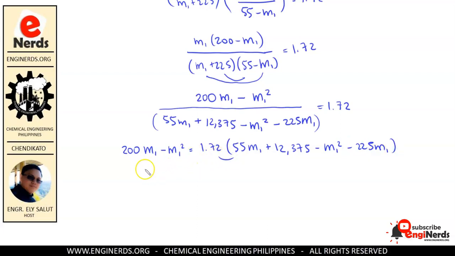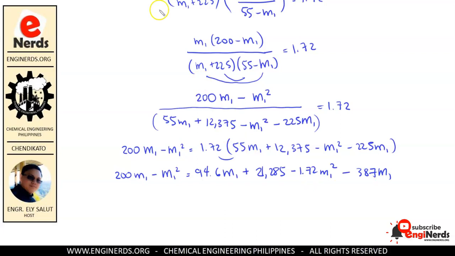So, distribute natin to. We'll have 200 M1 minus M1 squared is equal to 1.72 times 55. This is equal to 94.6 M1 plus 1.72 times 12,375. This is equal to 21,285. Then minus 1.72 M1 squared minus 1.72 times 225, 387 M1. Okay, so combining like terms tayo ngayon, guys.